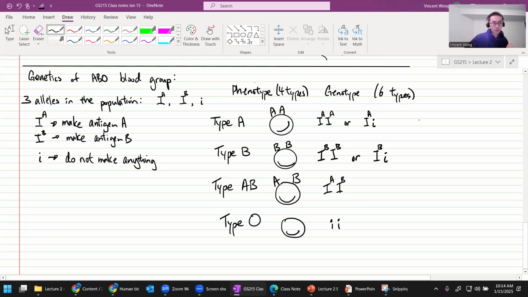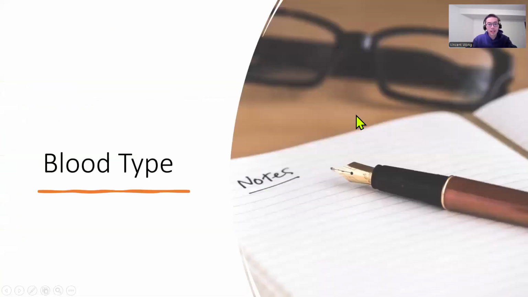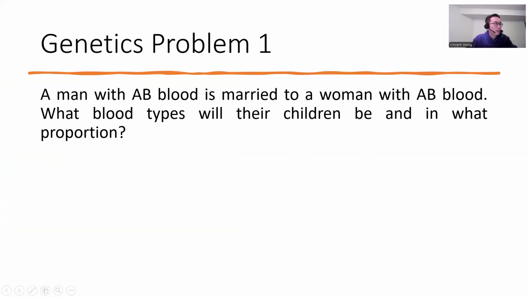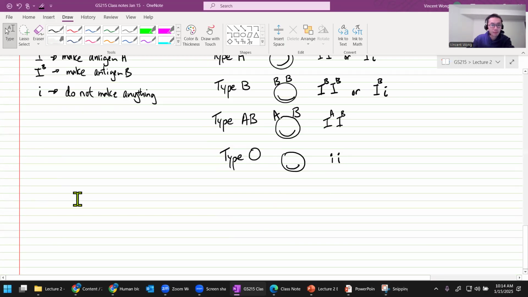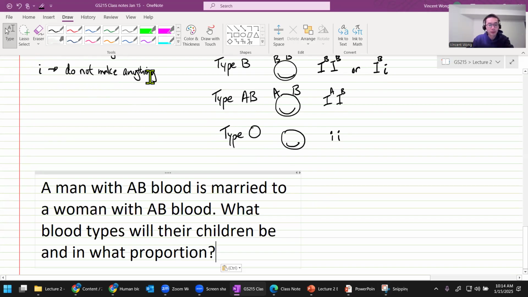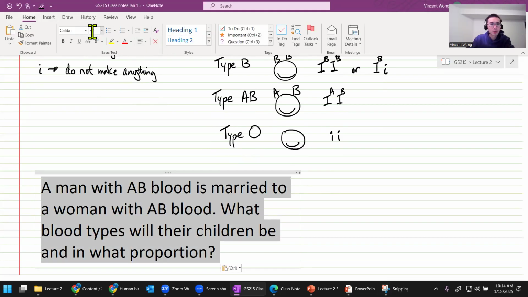Okay, I will take your word for it. All right. Hopefully, it's not too difficult. Let's do a genetic problem right here. I'm gonna copy it to the OneNote here so we can do it together. Gotta make it smaller though.